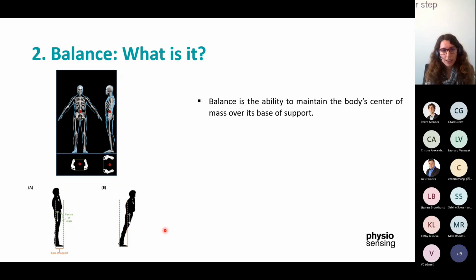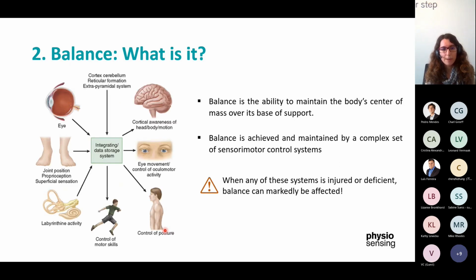So how does balance work? Balance is achieved by a complex set of sensory-motor control systems, like you see here, which includes sensory input from vision, from our sight, proprioception, touch, muscles and joints, and also the vestibular system, including the sense of motion, equilibrium, and spatial orientation, which is all sent to our brainstem, where we have the integration of all these inputs, which are sorted, and here you can integrate all this information.